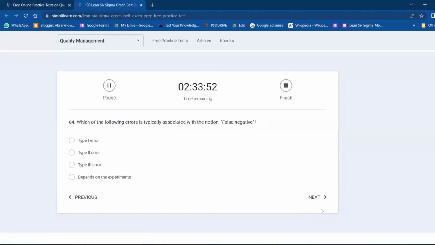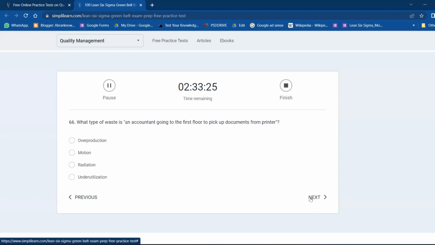And the 64th question. Which of the following errors is typically associated with the notion of false negative? This we have also covered in the past. Type 2. When the data has outliers, which measure of central tendency, or robust central tendency, should be used? Median. It's a powerful one.